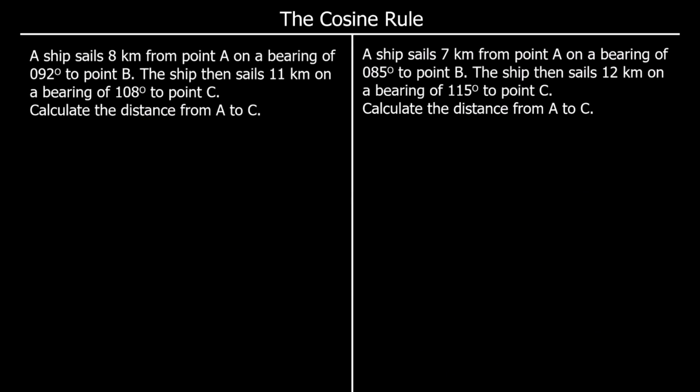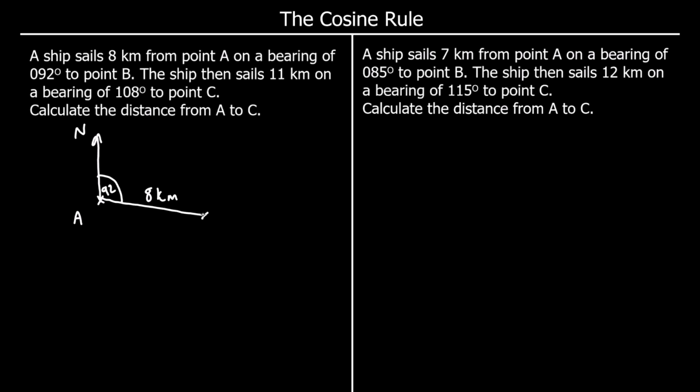This time we've got a bearings question. A ship sails 8 kilometers from point A. Let's draw as we go. So we'll have point A somewhere here. We're going to go 8 kilometers on a bearing of 92 degrees. So this is north, 92 degrees, so 90 degrees, just over that, 92 degrees, 8 kilometers. And that's 92 degrees.